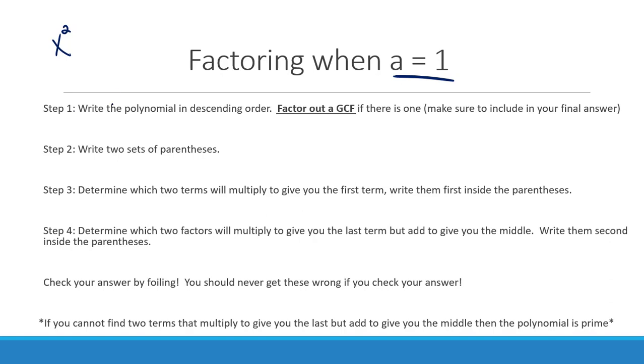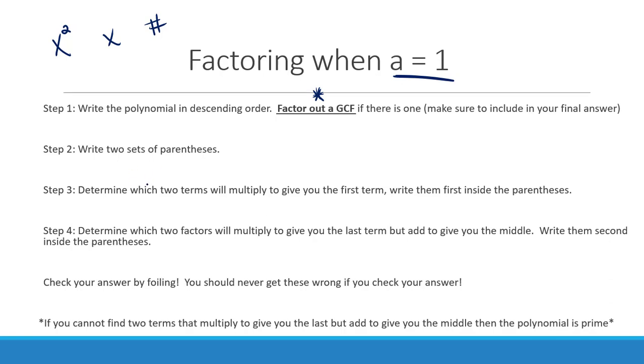So the first thing you want to do is write the polynomial in descending order. So it always should start off with x squared plus or minus something x and then some number over here. That's in descending form. You want to factor out a GCF if there is one. You're going to hear me say GCF probably a million times in this unit because if you have a GCF, that's always your starting point.